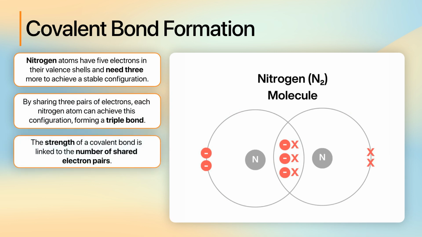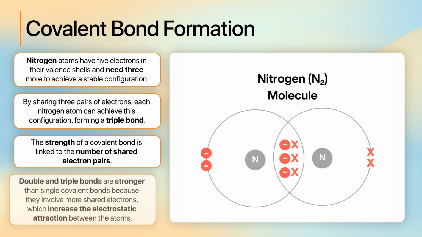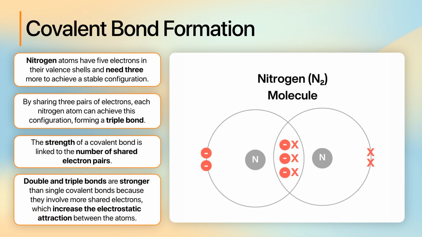The strength of a covalent bond is linked to the number of shared electron pairs. Double and triple bonds are stronger than single covalent bonds because they involve more shared electrons, which increase the electrostatic attraction between the electrons and positive nuclei.